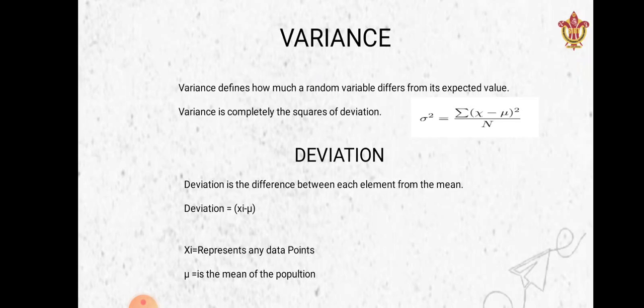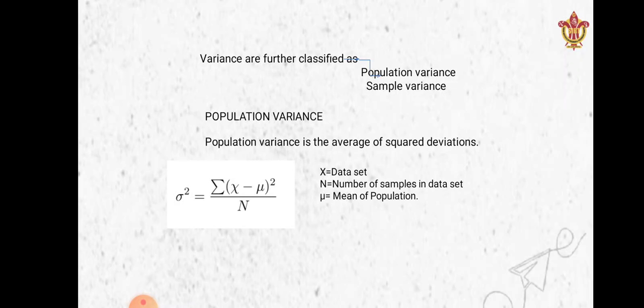We need to calculate the mean, and that has to be subtracted from each of the values in the data points. Variance is further classified as population variance and sample variance. Population variance tells us the average of square deviation, where x is the data set, n is the number of samples in the data set, and mu is the mean of the population. The formula is given in the slide. You can easily identify it. The formula is basically showing that we need to take the average of the square deviation values.